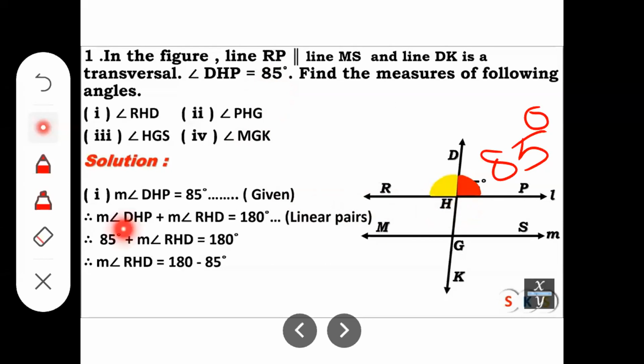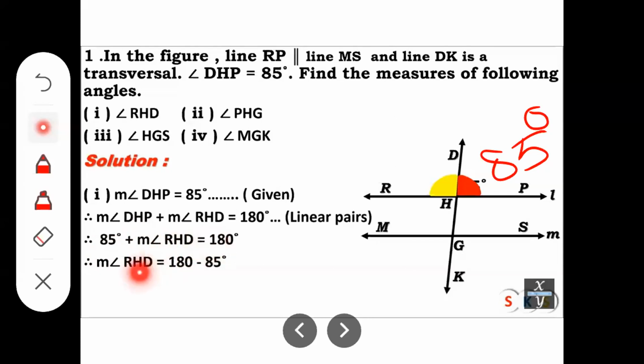So measurement of angle DHP plus measurement of angle RHD, together it measures 180 degrees, and you should write the reason here, that linear pair, okay, of angles in linear pair. Now put in the value. What is given here? Angle DHP, the value is given 85 degrees. Put it here and carry on the step.